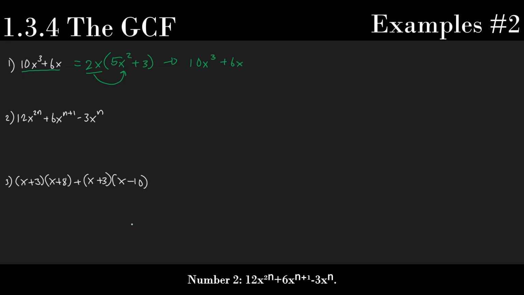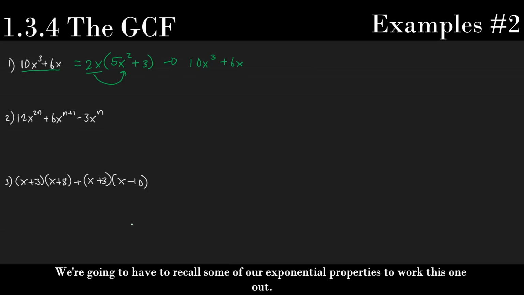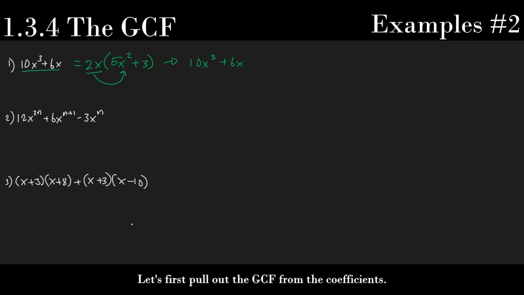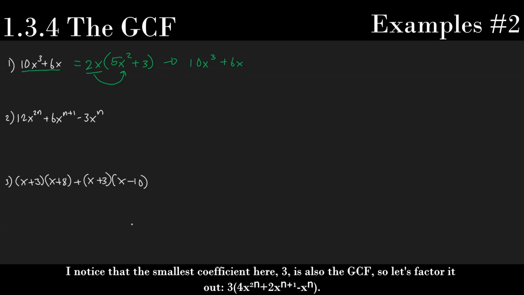Number 2, 12x to the 2n power plus 6x to the n plus 1 power minus 3x to the n power. Here we have a very complicated looking expression. We're going to have to recall some of our exponential properties to work this one out. Let's first pull out the GCF from the coefficients. I notice that the smallest coefficient here, 3, is also the GCF, so let's factor it out. 3 times 4x to the 2n plus 2x to the n plus 1 minus x to the n.